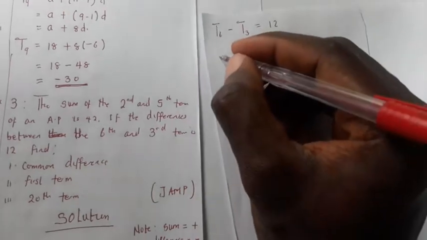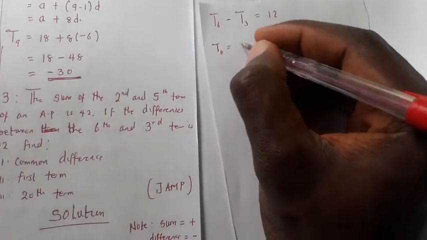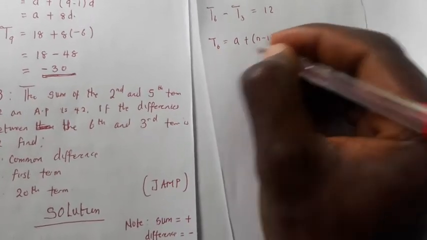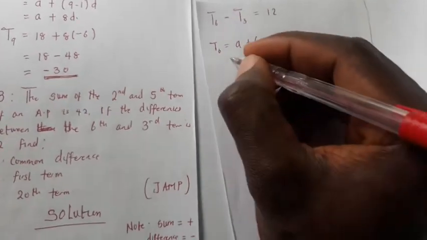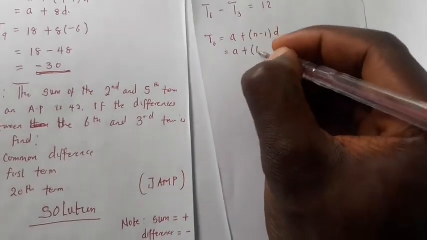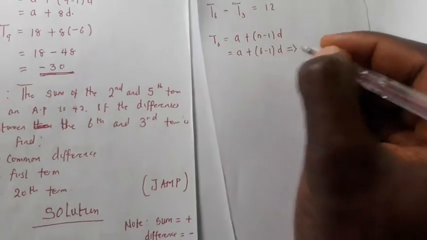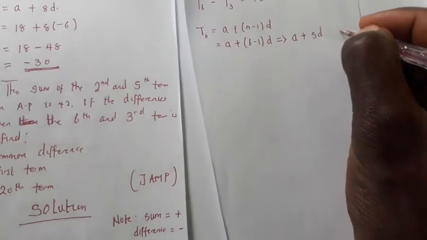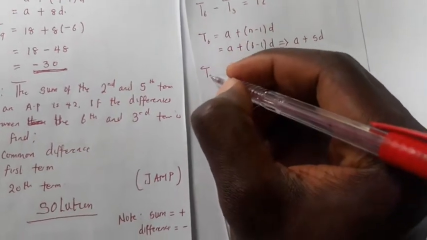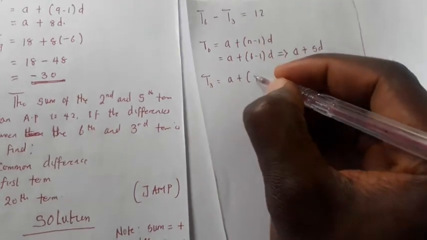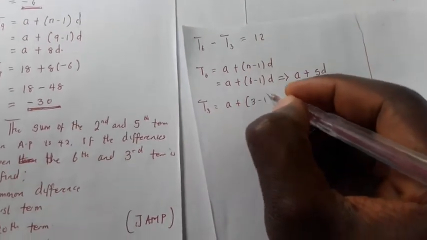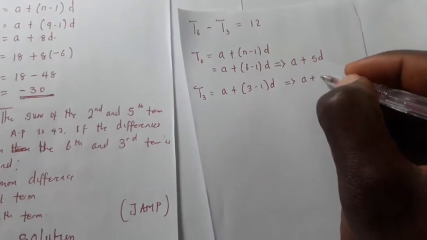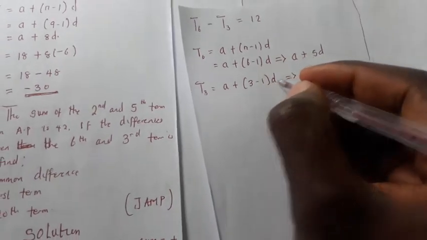Now let's calculate T6. Using the general formula, we have A plus (n minus 1)D. This is the same thing as A plus (6 minus 1)D, which is A plus 5D. This is the sixth term. Now, the third term is A plus (3 minus 1)D, which is A plus 2D, because 3 minus 1 is 2, and 2 times D is 2D.